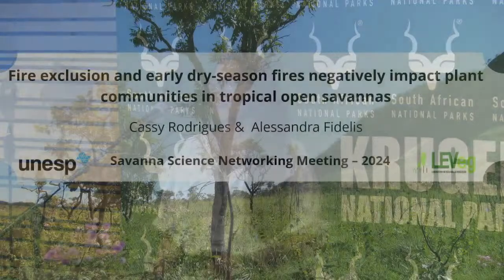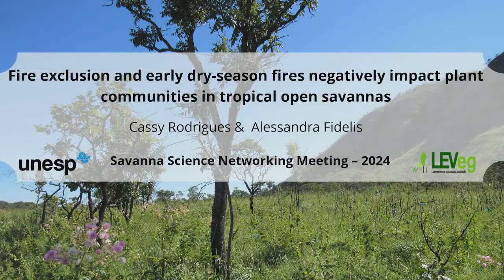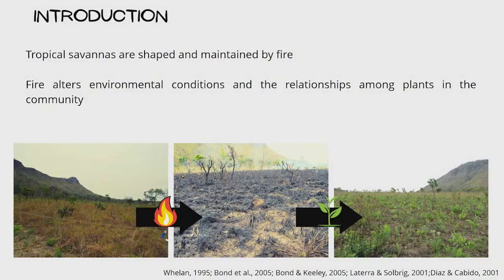Morning, everyone. I'm Cassie Rodrigues, and I will talk about how fire exclusion and early dry season fires negatively impact plant communities of tropical savannas. Tropical savannas are influenced and maintained by fire. Fire removes a large amount of above-ground biomass, altering environmental conditions like availability of nutrients, light, and space, changing relationships among plant species. Thus, fire influences assembling plant communities, which can impact their functionality.